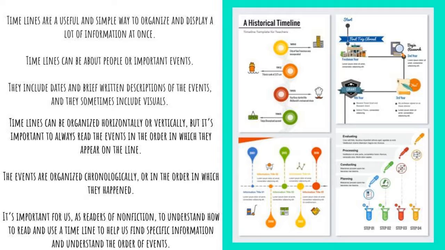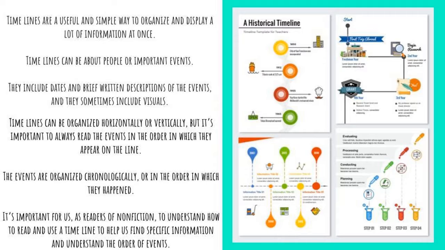Timelines can be about people or important events. They include dates and brief written descriptions of the event, and they sometimes include visuals. So, a brief description is basically a sentence so that we can understand a small glimpse. It's almost like a little bit of a summary where we get to understand a small piece of that person or the specific event.